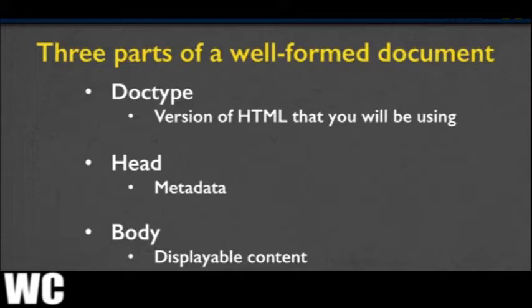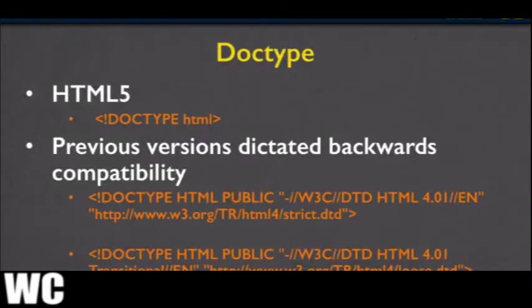The Doctype, which is the version of HTML that you're going to be using. The head, which is all of the metadata, or extra information. And the body. The body is the displayable content, the thing that most people are going to get back when they do the request-response cycle.